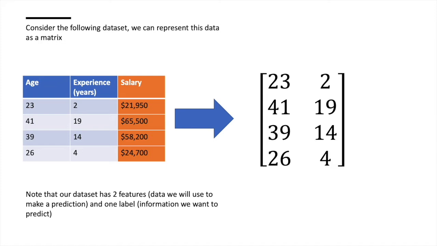Consider this data set of just 4 samples, and we have 2 features: age and experience. And we also have one label. The label refers to what we're trying to predict.